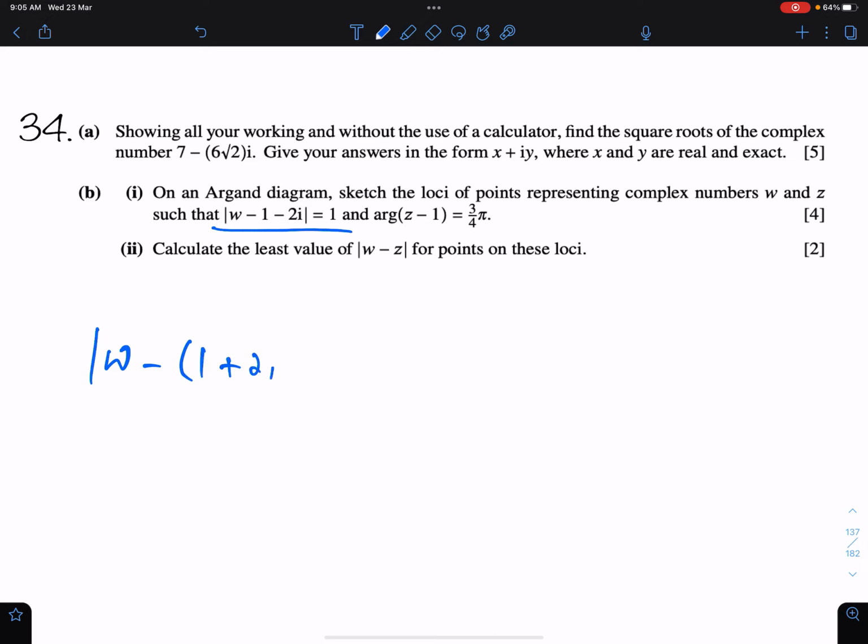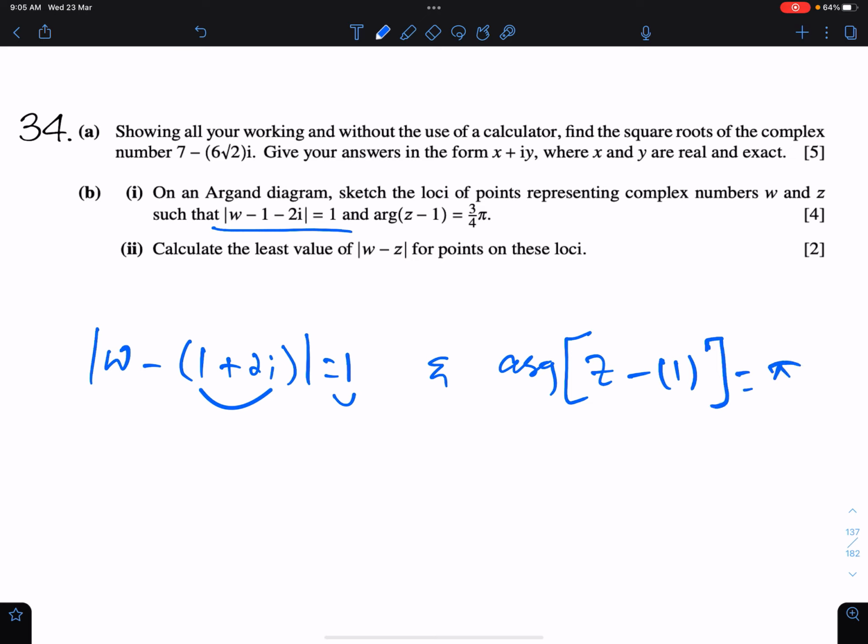the locus of w is a circle with center at 1 plus 2i and radius 1. Whereas this second equation means the locus of z is a straight line of angle 3 pi by 4 from 1 on real axis.